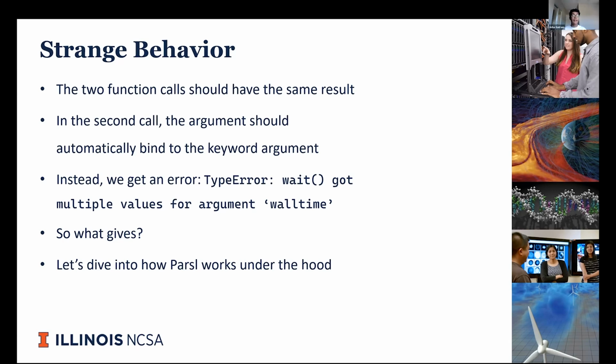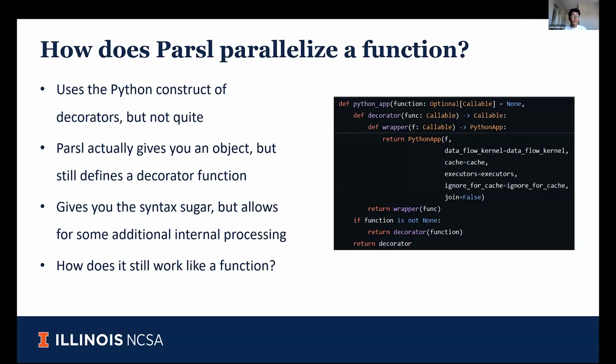To find out, I had to look into how Parsl really works to parallelize our functions. Parsl does this using the Pythonic construct of decorators, but that's not exactly right, because if you look at the source code on the right, you can see that Parsl is really giving us an object. It still defines a decorator function, which gives us the syntax sugar, but there's still some internal processing that goes on with the creation of the object. And of course, we still interact with it like a function.